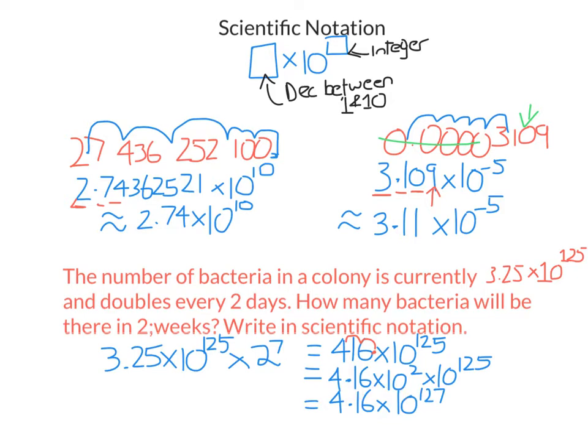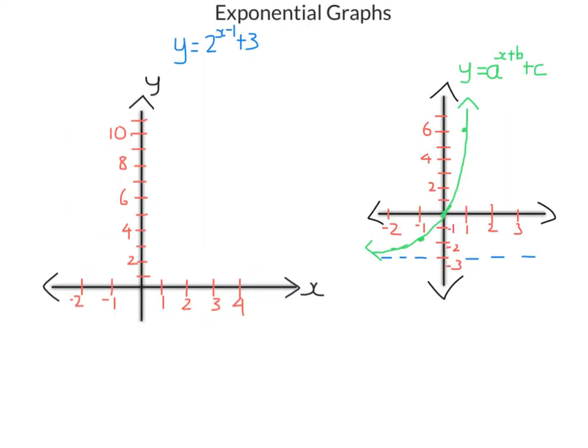All right, let's now look at graphing some exponential functions. So exponential functions are graphs of the form y equals a to the power of x plus b plus c. The idea here is that the x is part of the power. So let's go ahead and look at graphing this one here. See, all exponential functions, they sort of have the same general shape. So they look like this.